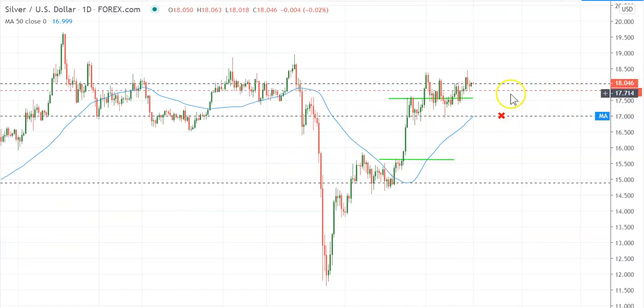Silver, this 1800 is a real key. If we get a good close and a bullish signal here, I will try again. I did last week and got stopped out, didn't lose much money.